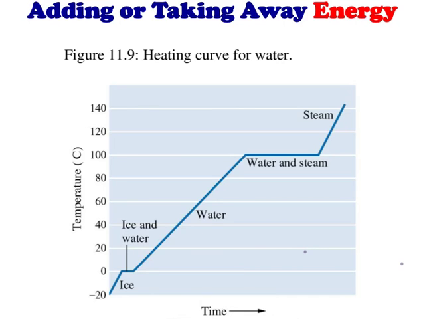This is a time temperature graph for water, and it shows the temperature going up or down. So it's adding or taking away energy or heat. So if we start down here at minus 20 degrees Celsius, now remember in science we use Celsius. In America we use Fahrenheit, but in science we always use Celsius. So if we start down here at negative 20, then that water is in the form of ice. As we hit 0 degrees, it's both.